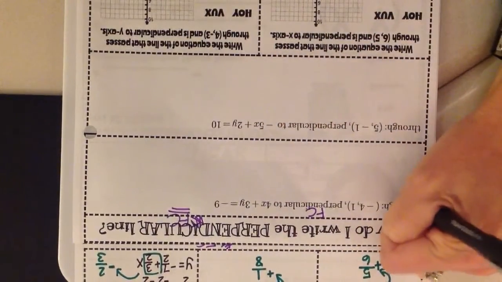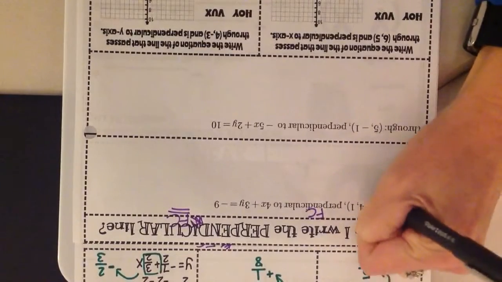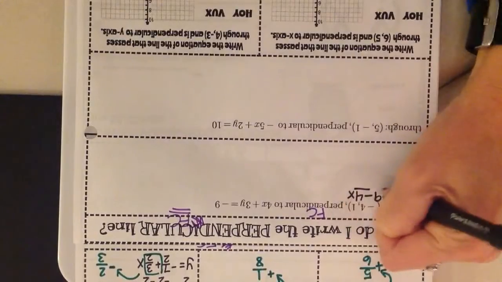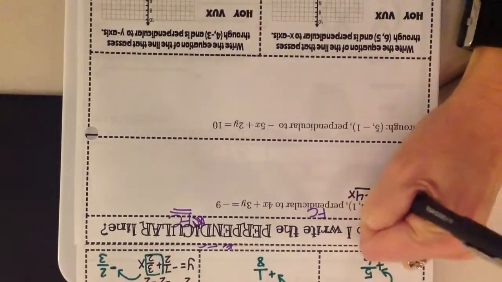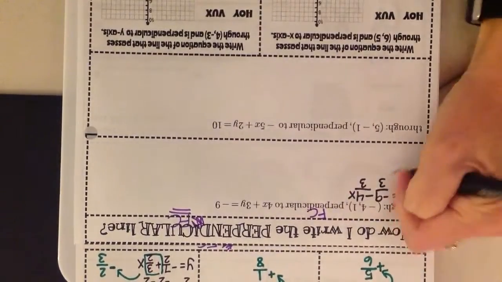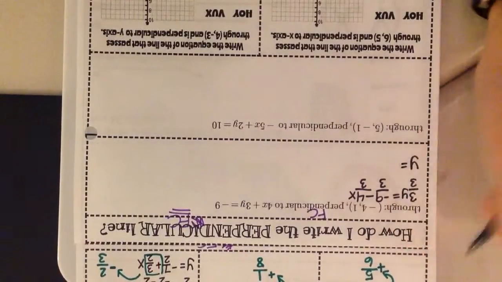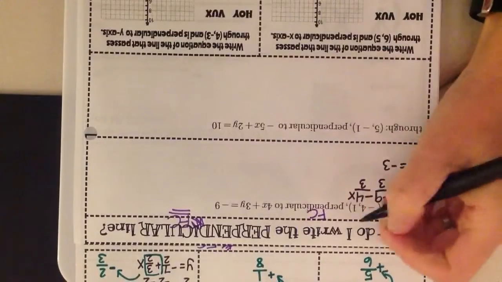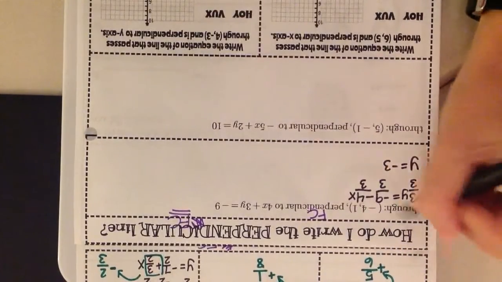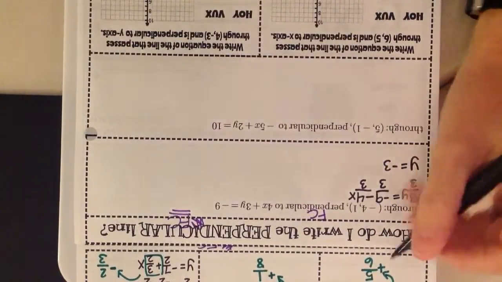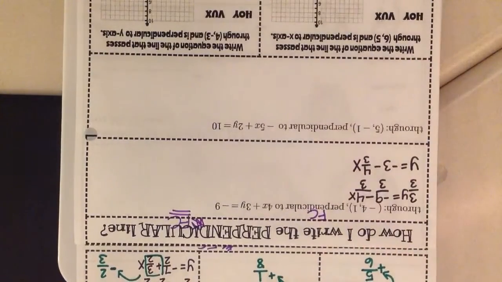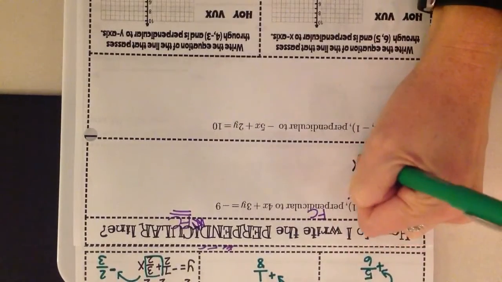So I'm going to have 3y equals -9, and I'm going to subtract 4x from both sides, and now I have to divide by 3 all the way across so that I can find my slope. So I'm going to get y equals 9 divided by 3 is 3, so it's going to be -3, and then 4/3. 4 is not going to divide by 3 evenly, so it's going to stay a -4/3 x.